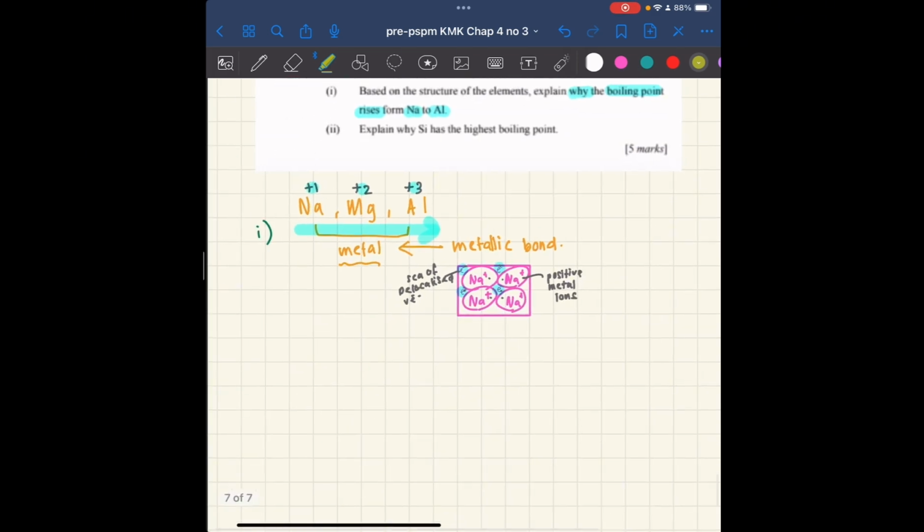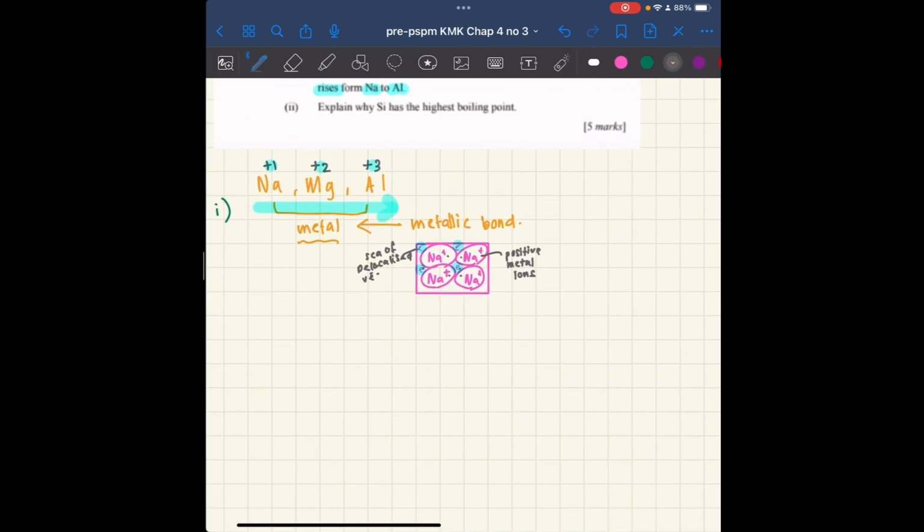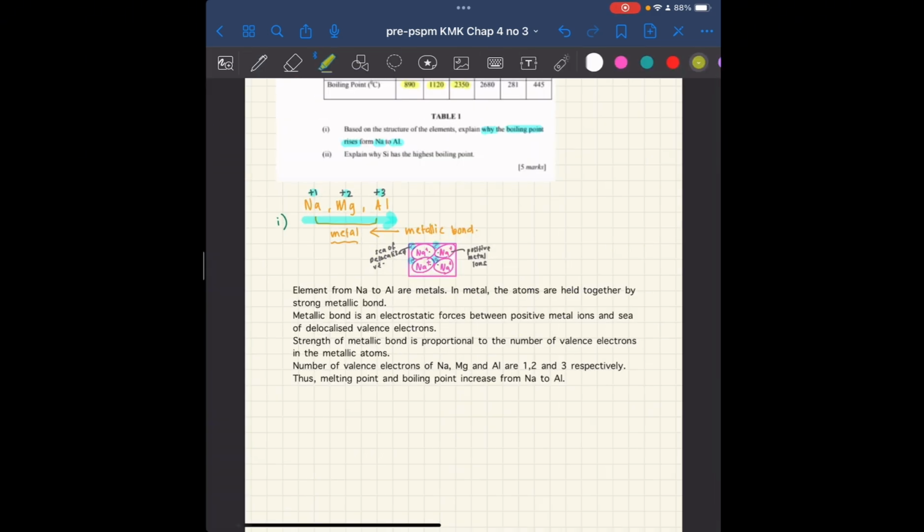So to write it, you can say that elements from sodium to aluminium are metals. In metal, the atoms are held together by strong metallic bond. Metallic bond is an electrostatic force between positive metal ions and sea of delocalised valence electrons. Strength of metallic bond is proportional to the number of valence electrons in the metallic atoms. Number of valence electrons of sodium, magnesium, and aluminium are 1, 2, and 3 respectively. Thus, melting point and boiling point increase from sodium to aluminium.